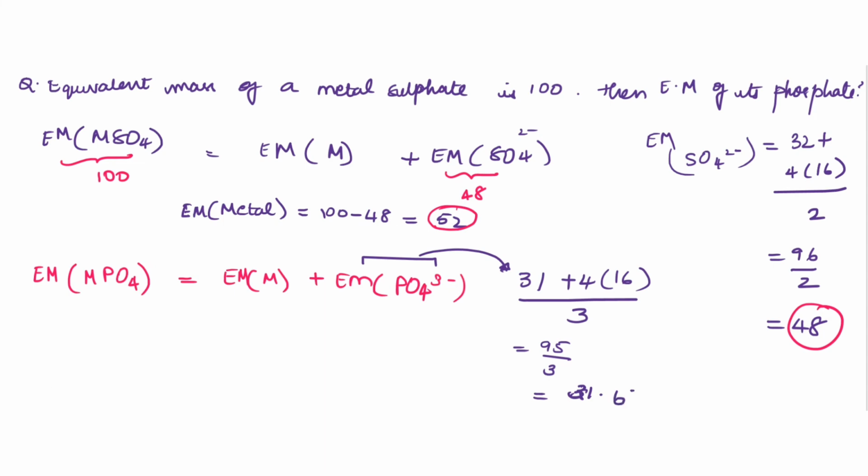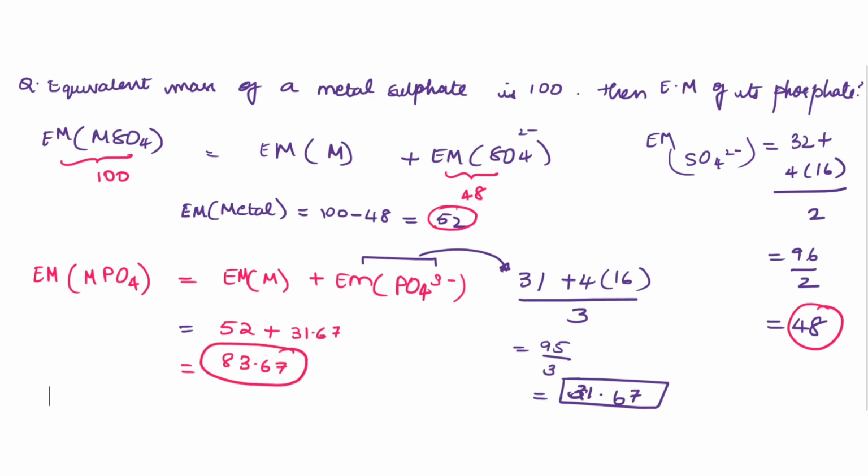Now we can easily find the answer for this question. We have found out the equivalent mass of metal is 52. Now we have just found out that equivalent mass of phosphate is 31.67. So just add. What do we get? 83.67 as the answer. 83.67 gram per equivalent is the equivalent mass of that metal phosphate. Understood? Revise this again. And now watch the next question. So the next question. Okay.